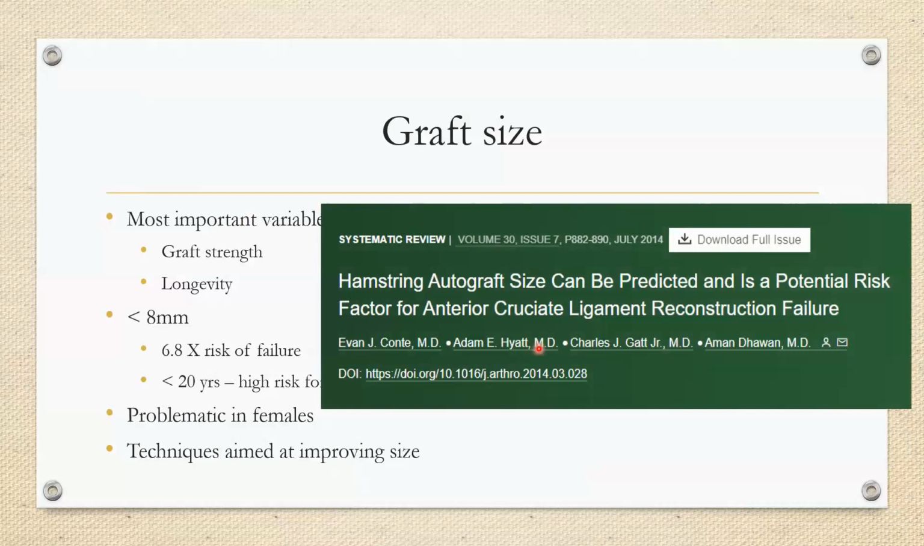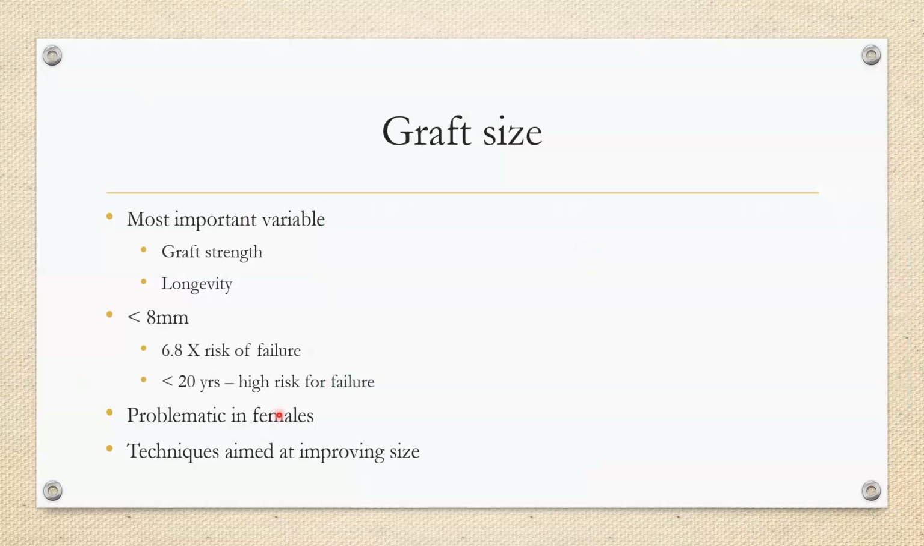et al. in 2014, which is a systematic analysis of four articles, where they found that grafts with a diameter of less than 8 mm have a significantly higher failure rate, as high as 6.8 times compared to other grafts. And this is a particularly important problem in patients less than 20 years of age, which is considered a high risk for failure. So this sizing becomes very critical.